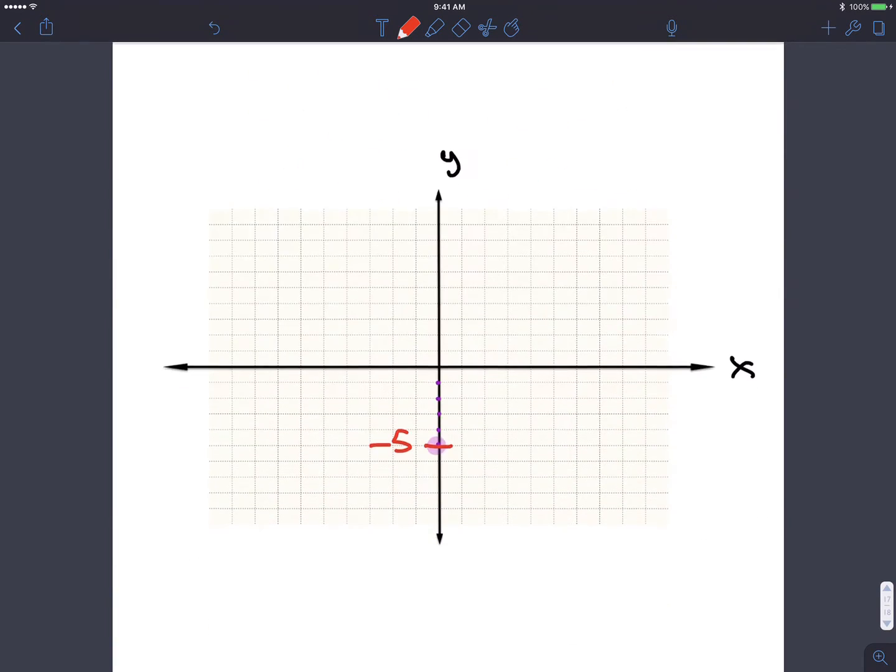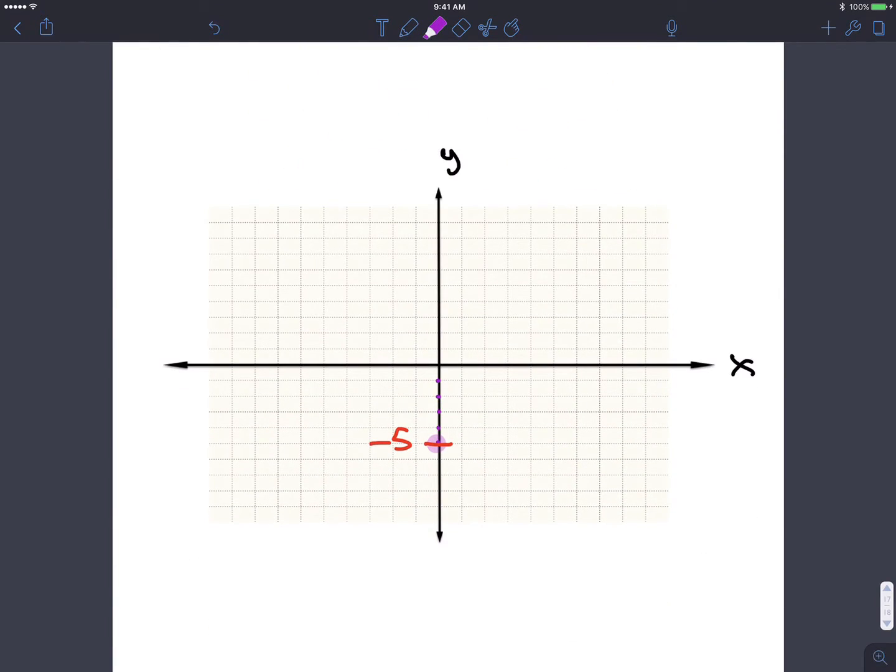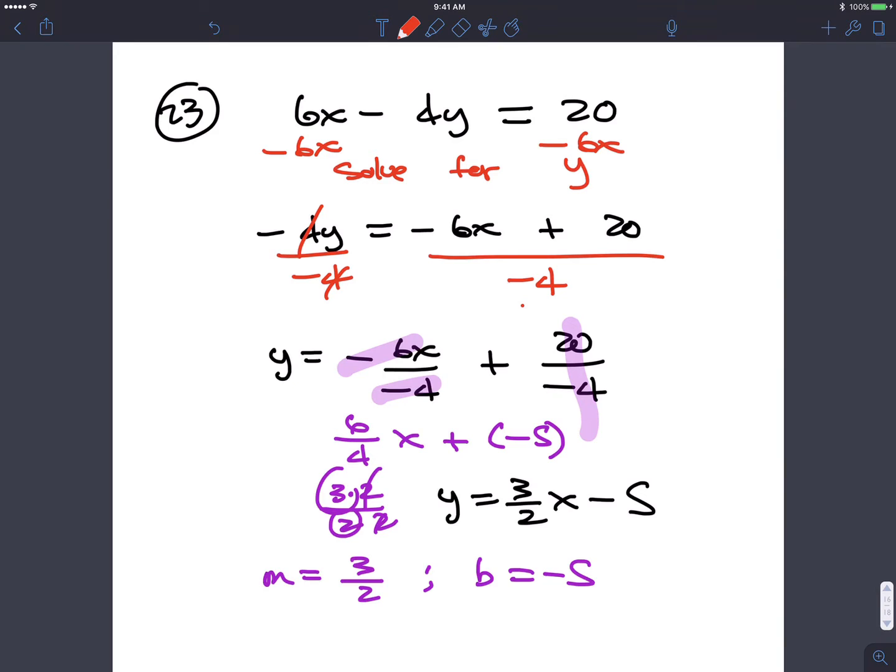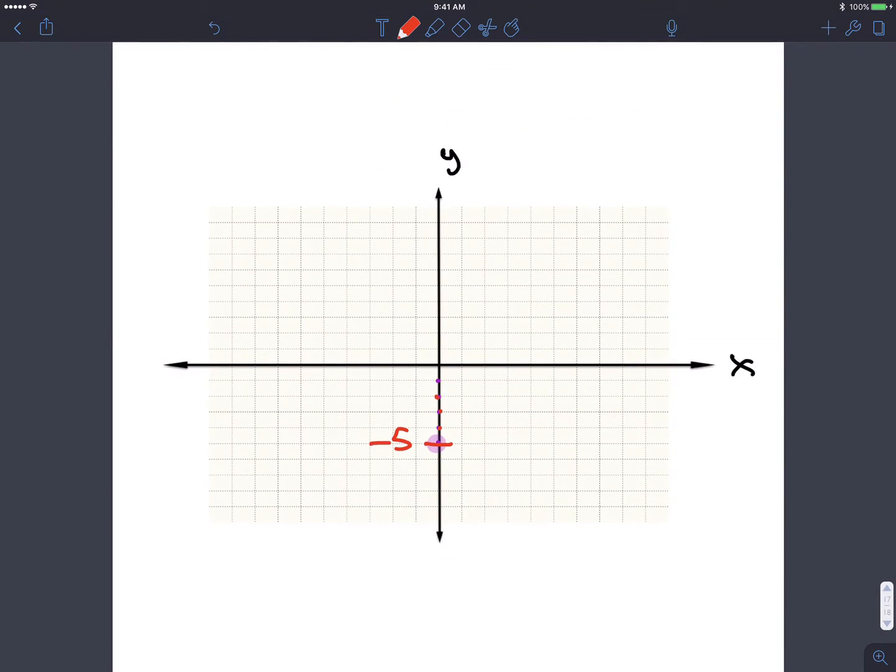We have a slope of positive 3 halves. So we're going to go up now. Let's go up 1, 2, 3. Let's double check. Yep. Up 3, to the right 2. This is the location of our second point. Draw a line through these 2 points. And you're done.